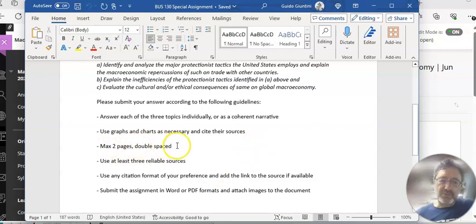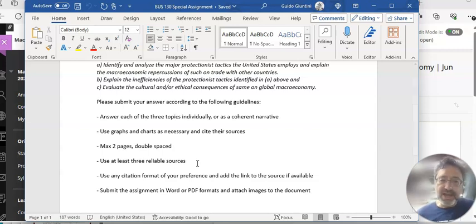Make it no longer than 2 pages, double spaced. So don't write a ton. I want you to go to the point, show that you understand why free trade in theory is good, what the protectionist tactics can be, and what the effects are. And you have to use at least 3 sources. It could be academic, it could be articles, whatever.